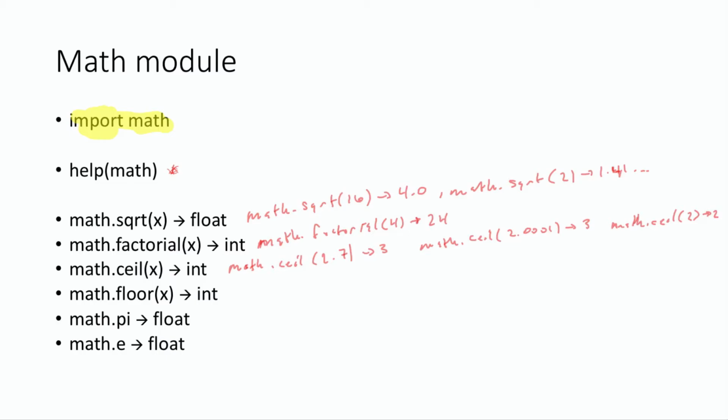And then floor works in the opposite way. So math.floor, for example, if I do math.floor of 2.7, it's going to give me 2. And if I do math.floor of 2.001, it's of course going to give me 2. And if I do math.floor of 2, it's going to give me 2. And so what you'll notice is even though 2.7 would normally be rounded up to 3 in our conventional math, when we say floor, we always want to round down.